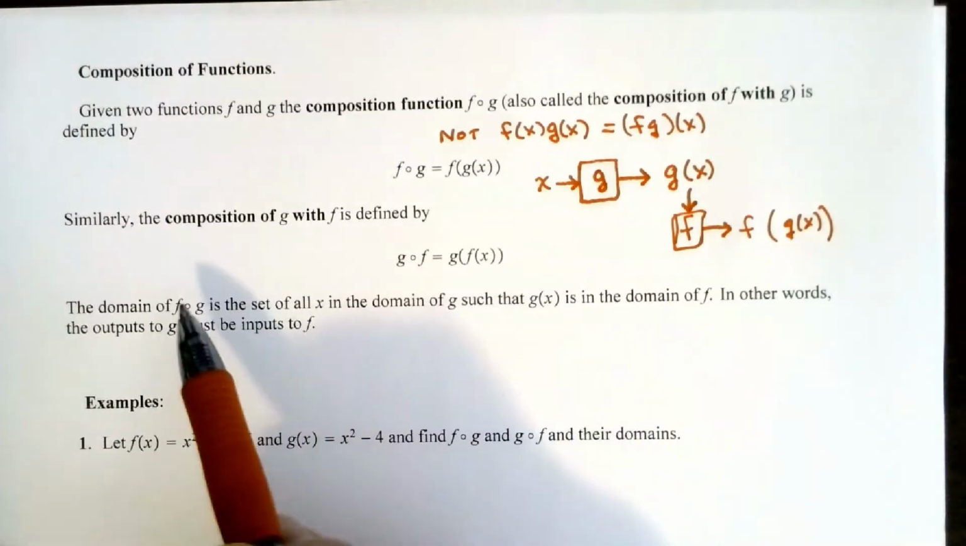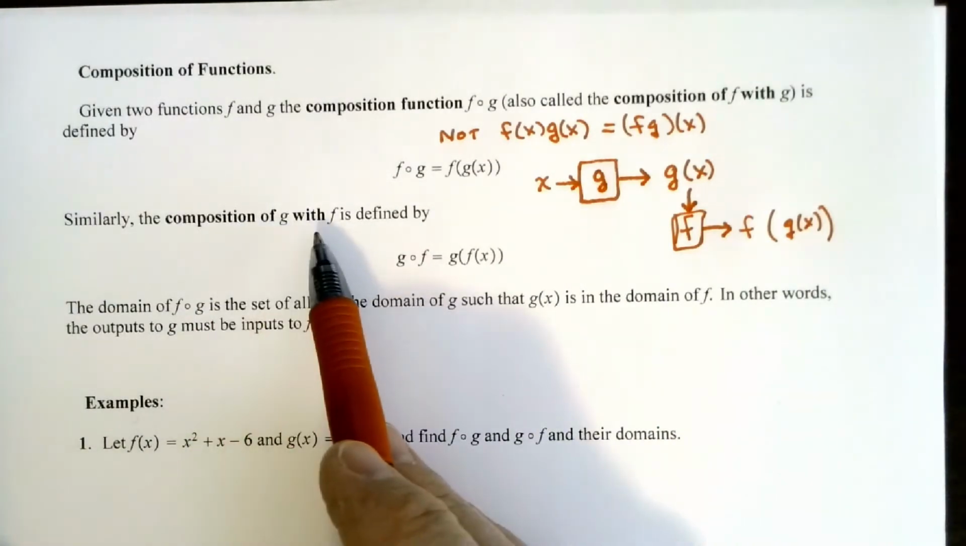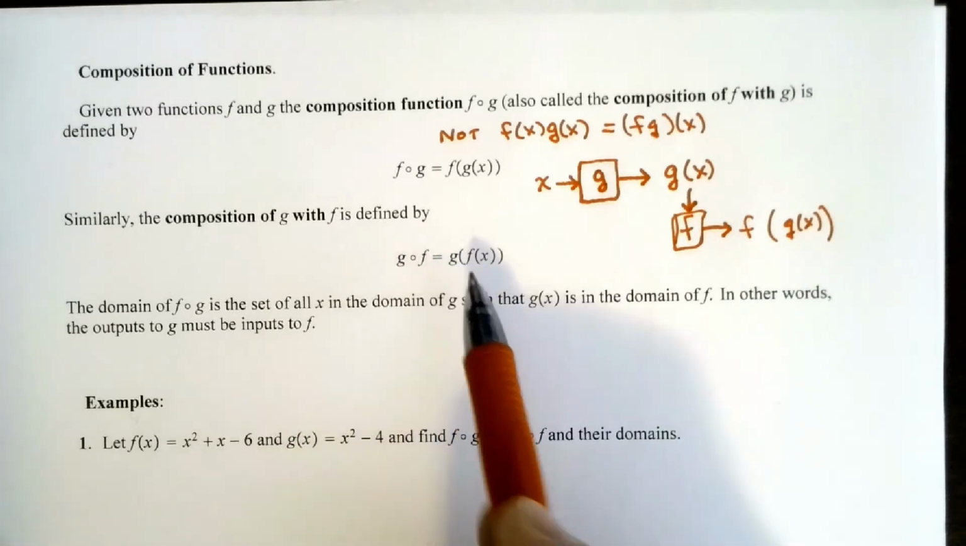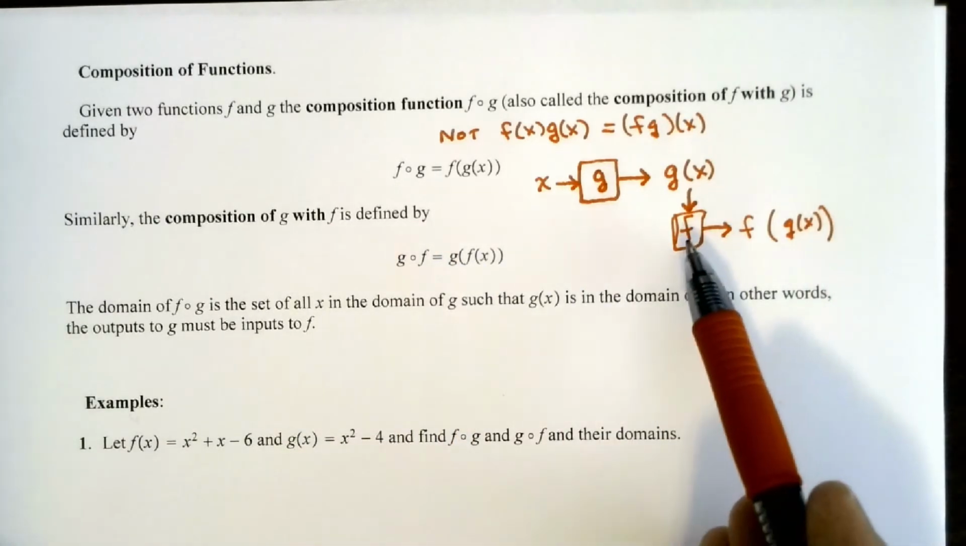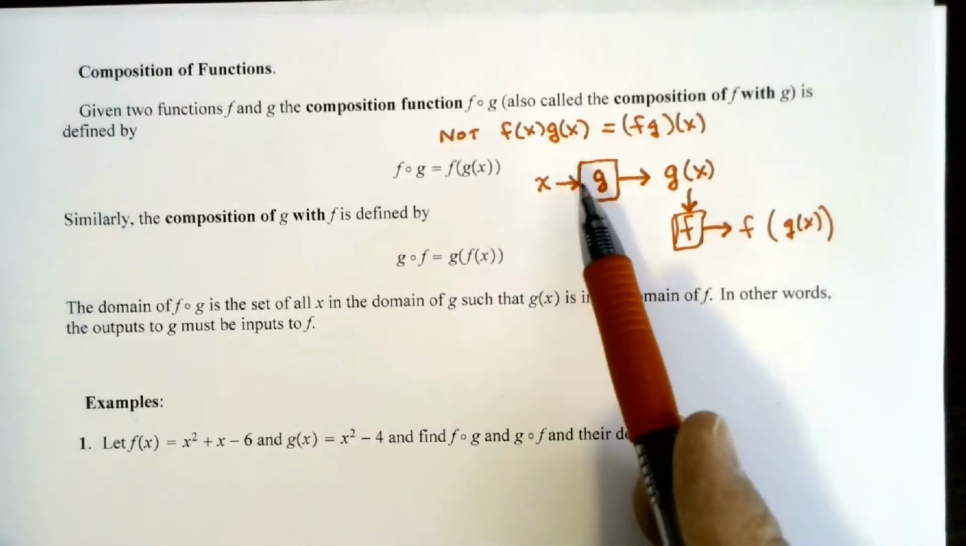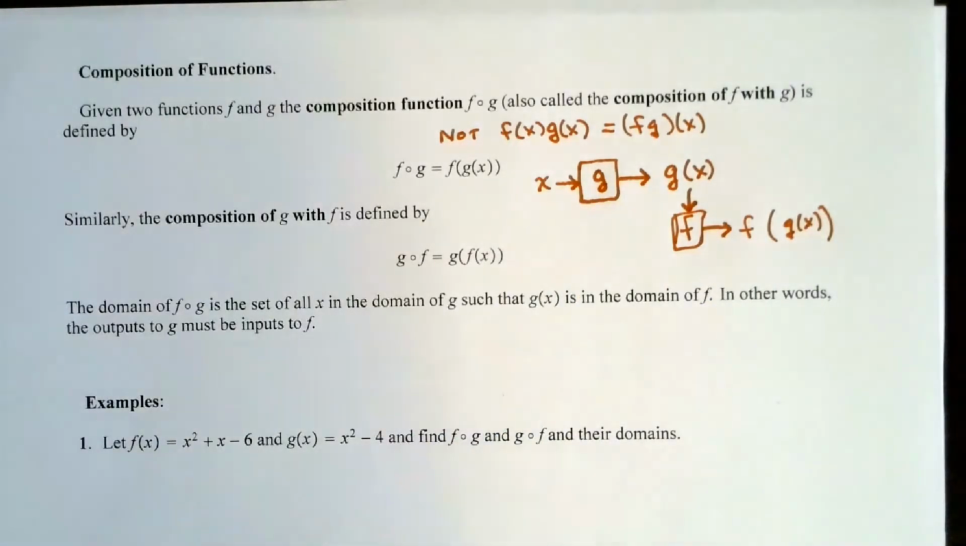Notice I can similarly define the composition g with f. Notice that's the other direction. G circle f is g of f of x. That's where we would be plugging into the function f first, right? Get f of x to come out, and then plug that into the function g. And those two directions are not always the same. In fact, in general, they are different functions.